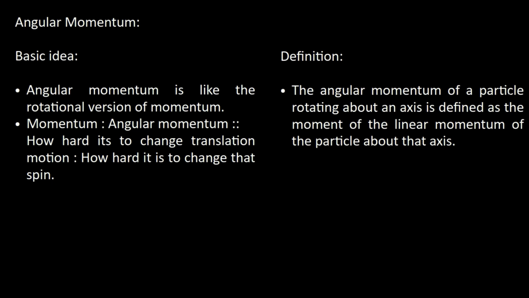So we're looking at angular momentum. Angular momentum is like the rotational version of normal momentum. Just as momentum talks about how hard it is to change translational motion, angular momentum is to do with how hard it is to change the spin.